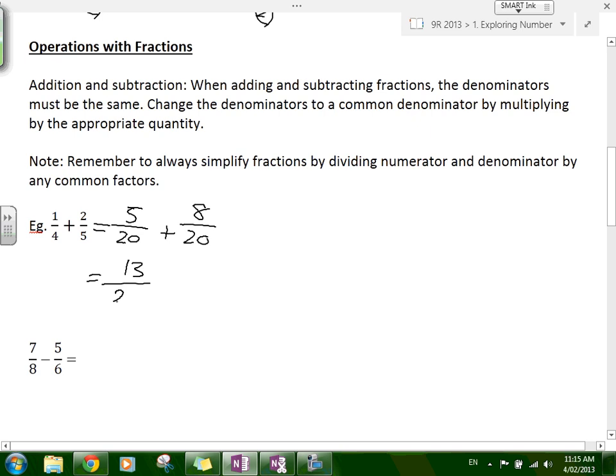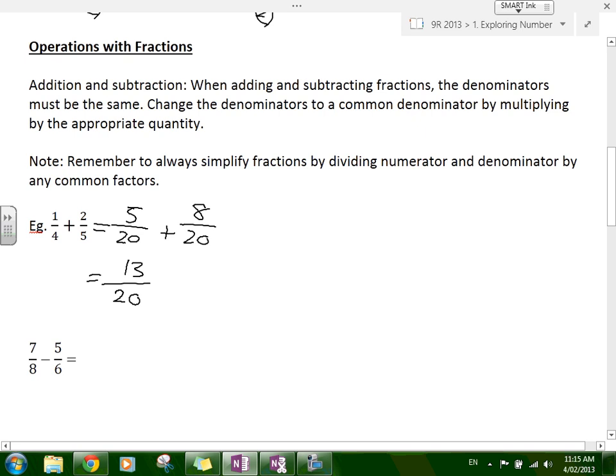Can that be simplified at all? Any common factors? No, because 13 is a prime number. So 13 over 20. I've found the common denominator, multiplied them, changed them, and now I have my solution. I can't simplify it, so I leave it as 13 over 20.